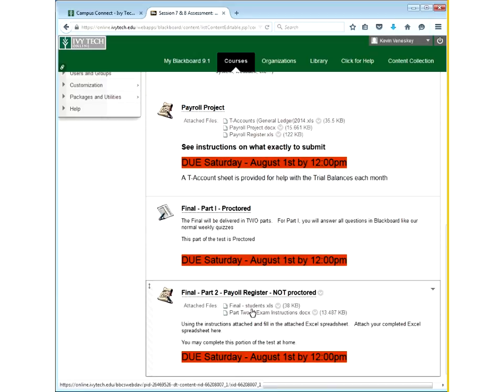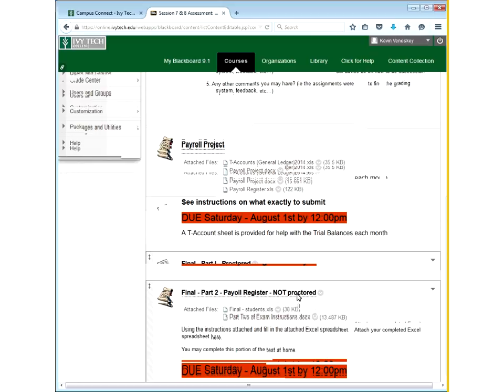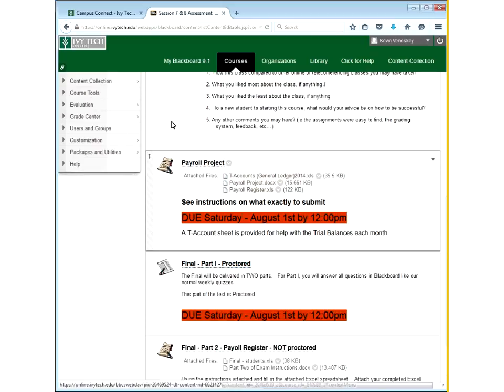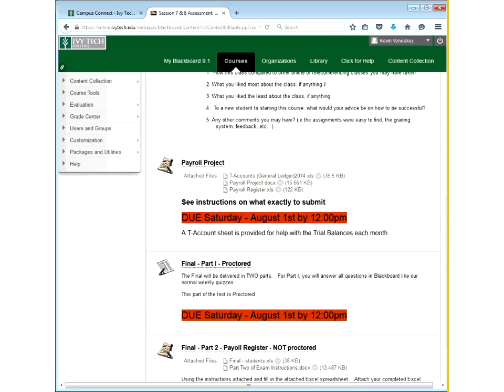For part 2, you could go ahead and start this at the same time you start the payroll project. You already have access to the documents. They're right here. And then you're simply going to submit your final updated Excel sheet that has all of the answers. So with that said, let's take a look a little more in depth at the payroll project first.